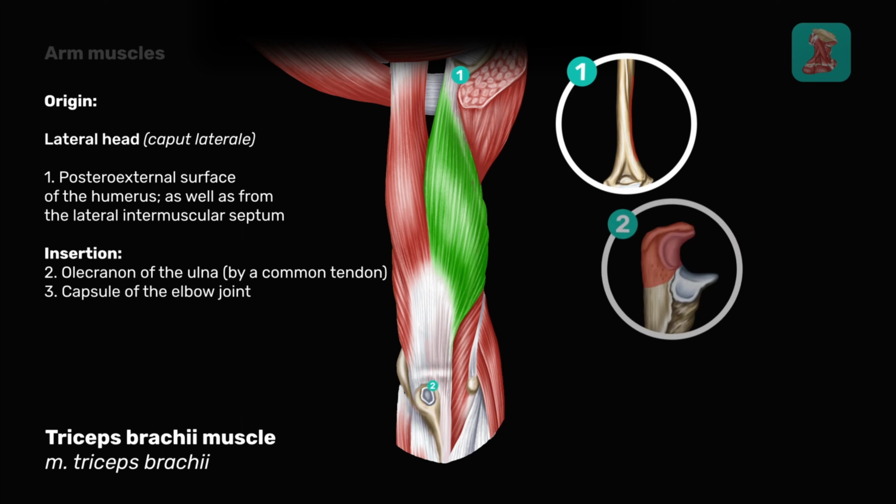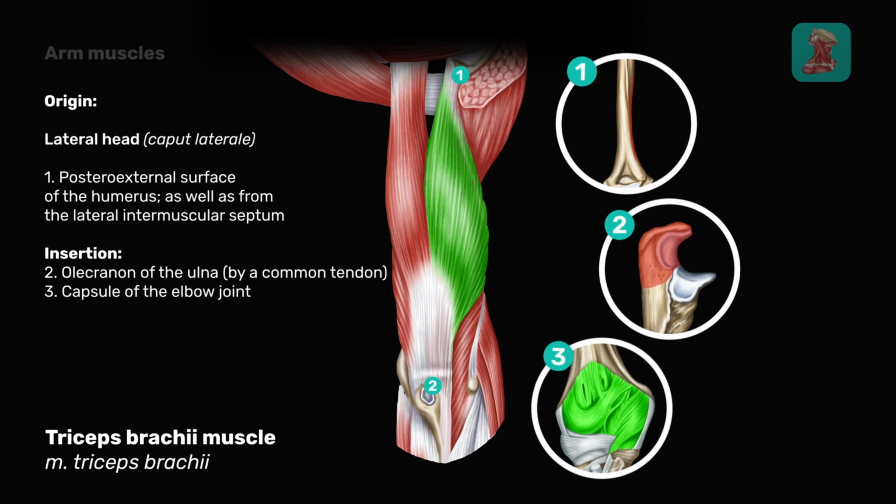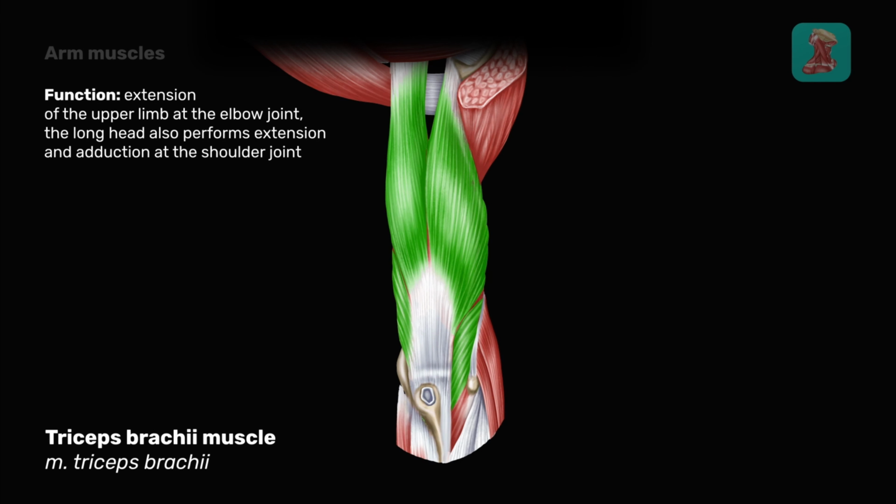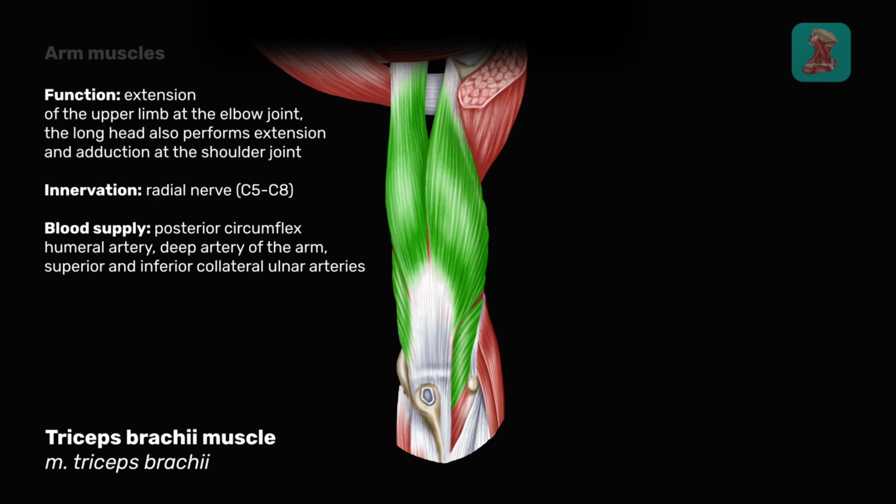The muscle inserts into the olecranon of the ulna by a common tendon and into the capsule of the elbow joint. Function: extension of the upper limb at the elbow joint. The long head also performs extension and adduction at the shoulder joint. The following structures innervate the muscle and supply it with blood.